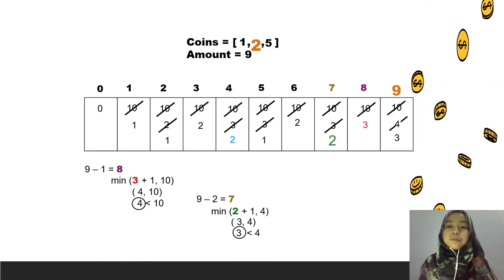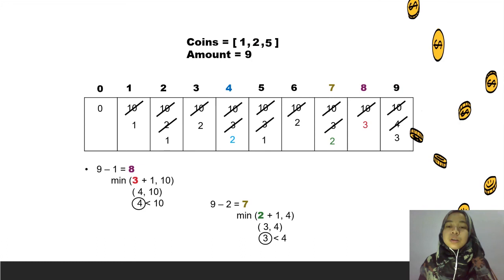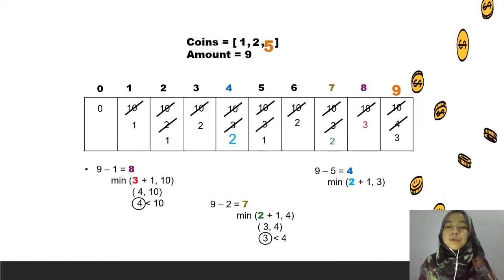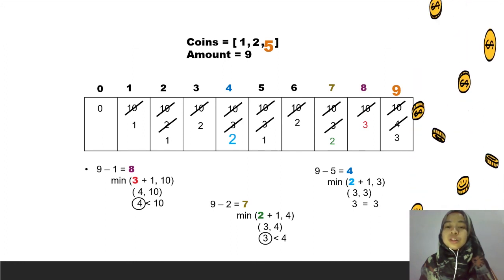So next, we will subtract 9 with coin 5. So the answer is 9 minus 5 is 4. So we will take a look at subproblem 4, and the minimum amount of coins for subproblem 4 is 2. So 2, we will add 1 and compare with the previous one. So 2 plus 1 is 3 and the previous one is 3. So there is no change because 3 is equal to 3, so it will remain as 3.